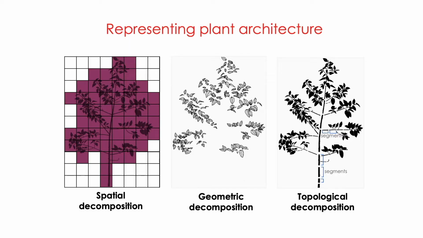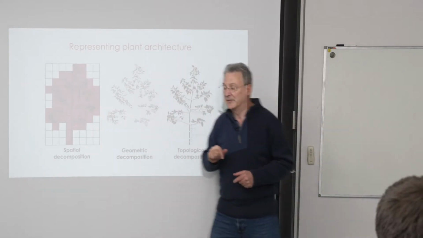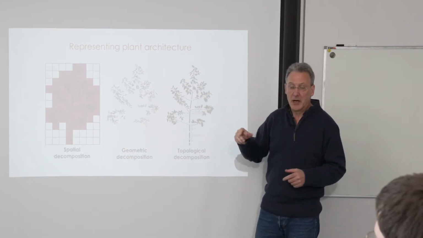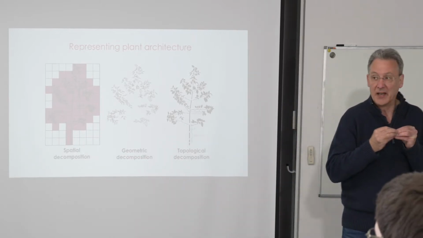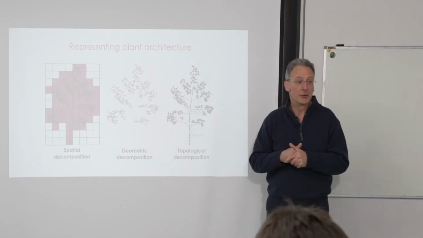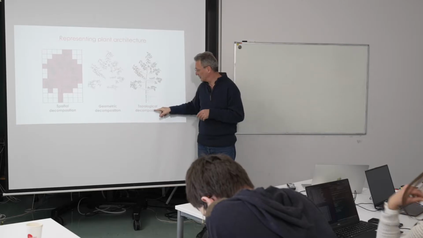And the final and more elaborate point of view is to say, okay, I want to represent all the organs of my plant, with their shape, etc., instead of representing voxels. But in addition, I want to represent how they are connected with each other, their physical connection. So this adds an information that we call the topology of the plant, topological information.